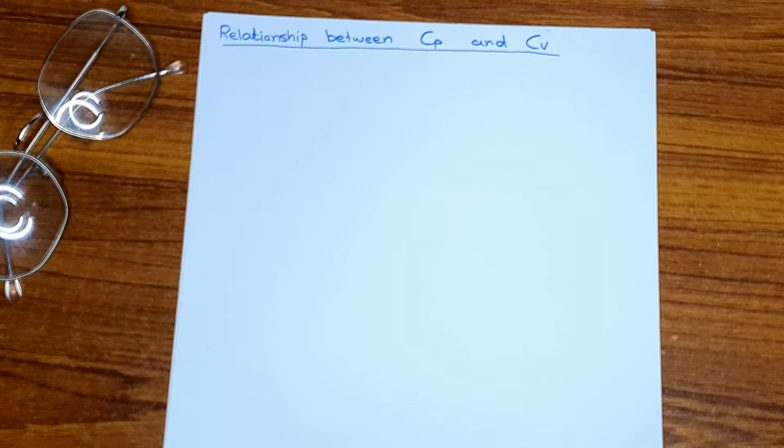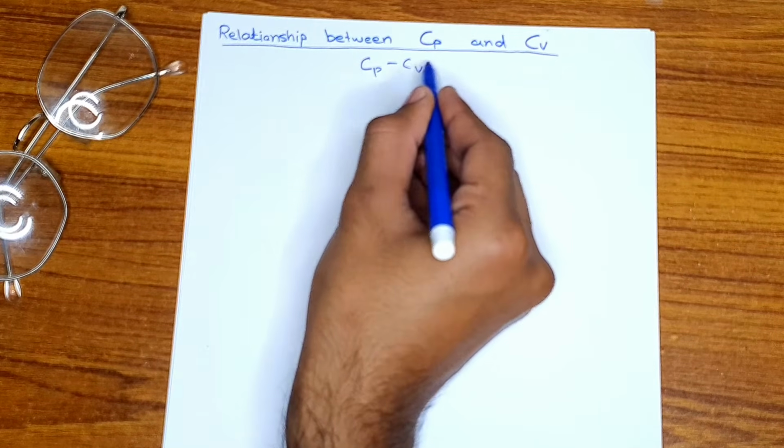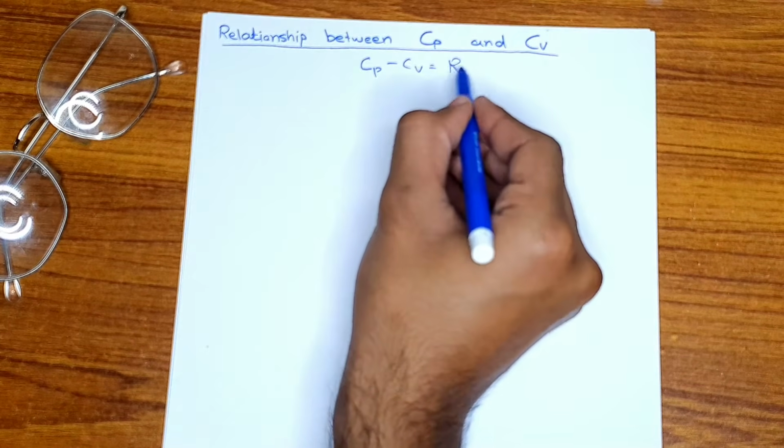So I'm going to explain the relationship between CP and CV, and I'm going to explain how CP minus CV is equal to the general gas constant R. So first of all, you need to know that I'm going to explain how CP minus CV is equal to R. Okay.